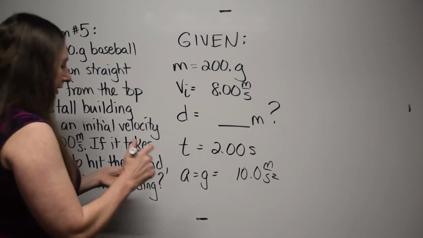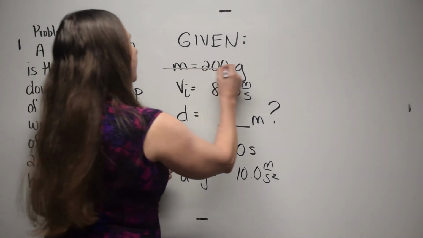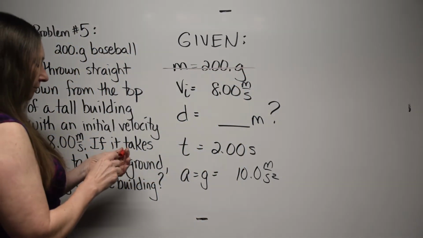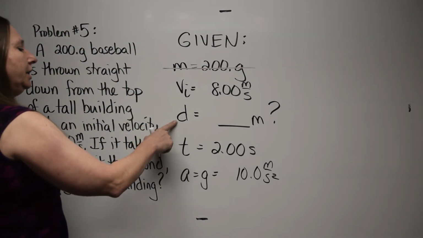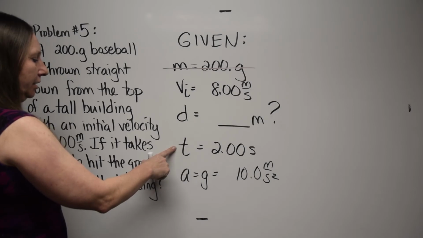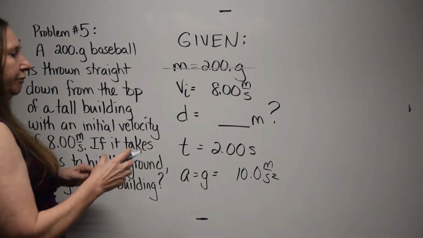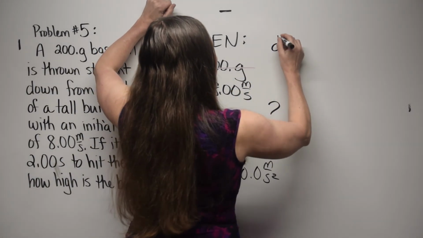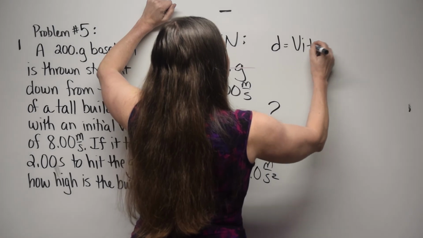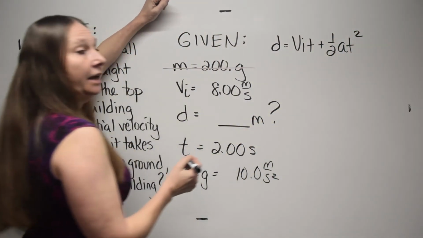Now, let's pick an equation. I know the mass probably doesn't matter. So the equation that I'm going to pick is d equals v_i t plus 1/2 a t squared. We've got everything but the d. So d equals v initial t plus 1/2 a t squared.